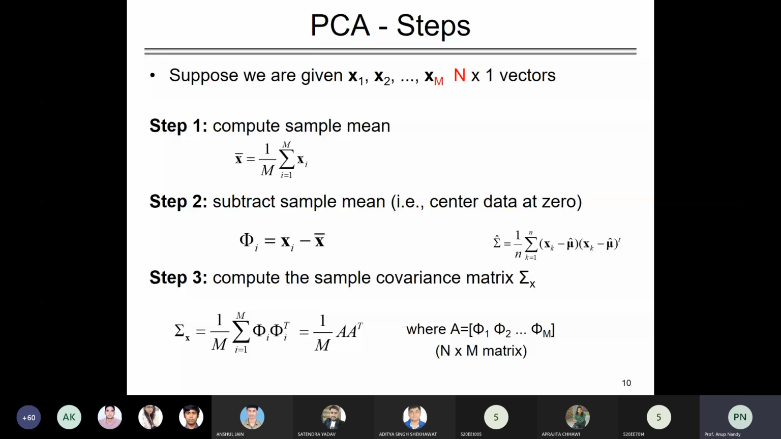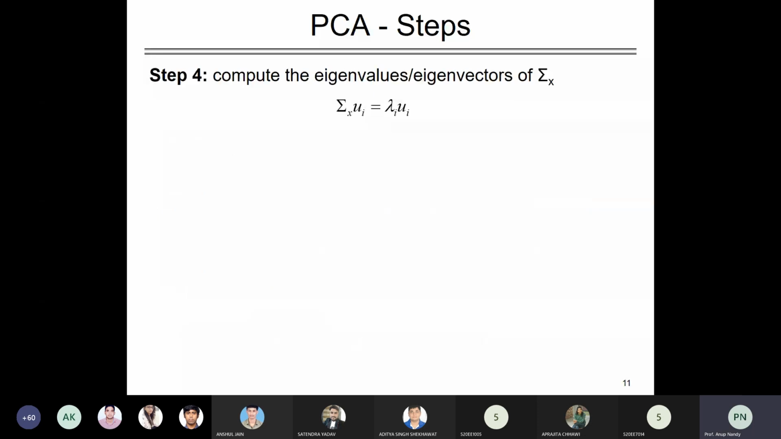So first step, compute the mean. Second step, subtract the sample mean. Third step, compute the sample covariance matrix. Fourth step, compute the eigenvalues and eigenvectors of this sigma x. Sigma x mu i is equal to lambda into mu i. Then we assume you arrange all the eigenvalues in decreasing order, so lambda 1 greater than lambda 2 greater than lambda n, and mu 1, mu 2, mu n are the corresponding eigenvectors.